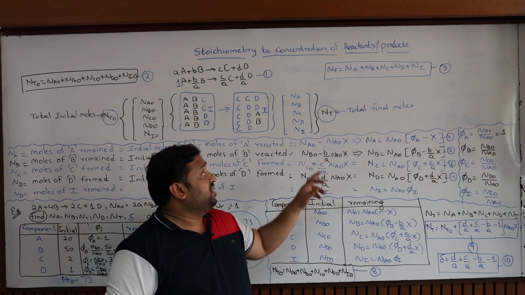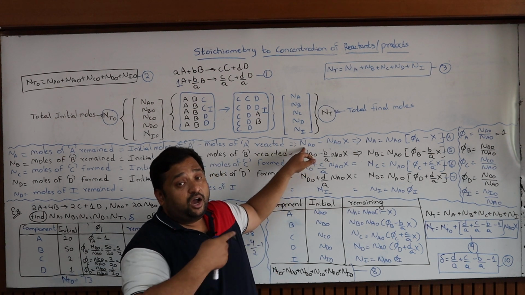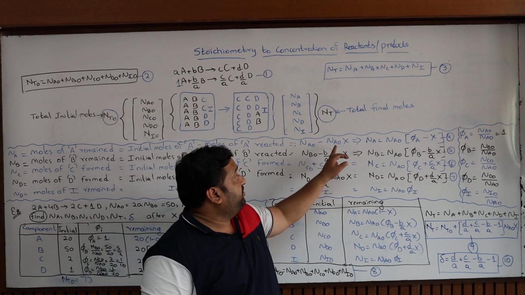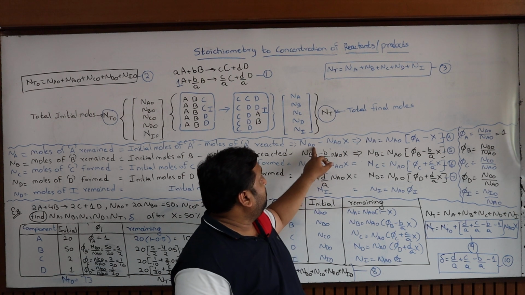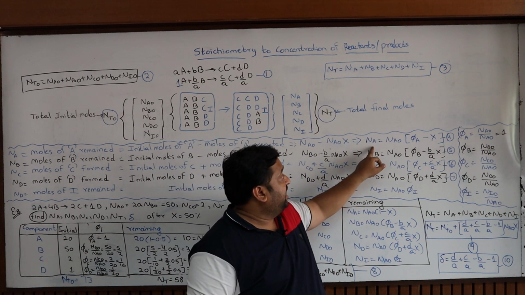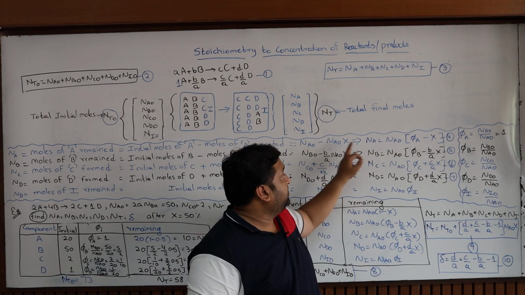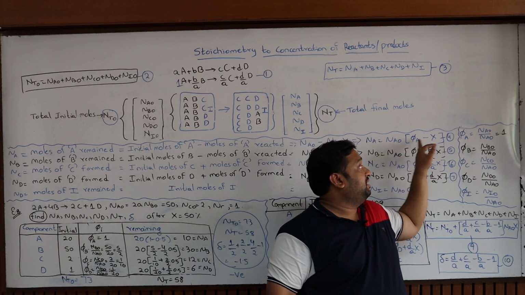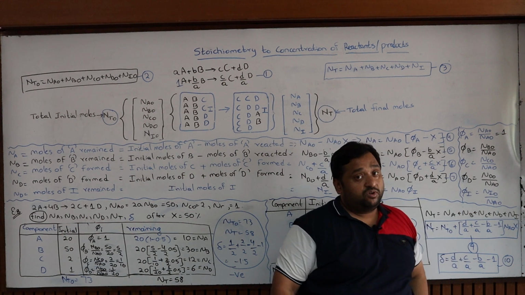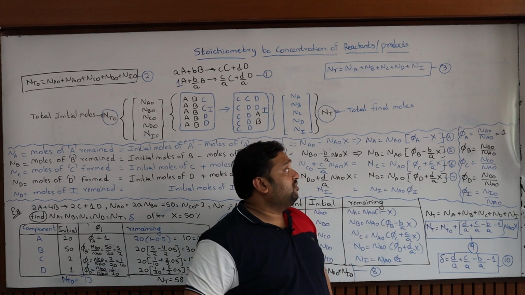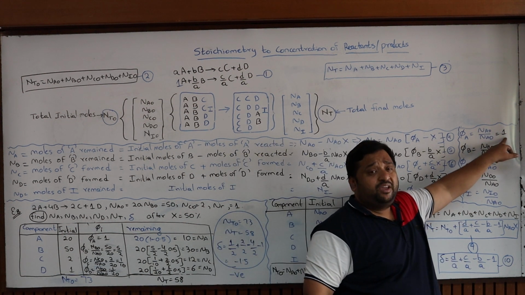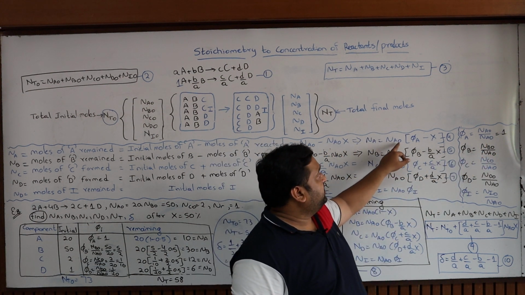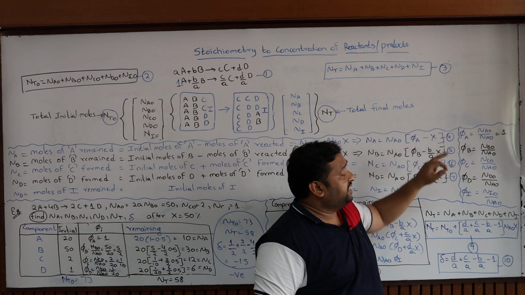What is the conversion? You can use this formula. How has this formula come? It is there in my earlier lecture. If you common out Na0 from this equation, Na is nothing but Na0 into phi A minus X. What is phi A? Phi A is nothing but Na0 by Na0, because there is certain nomenclature we will follow. Na0 by Na0 equals 1, and you get back this equation: Na equal to Na0 into phi A minus X.